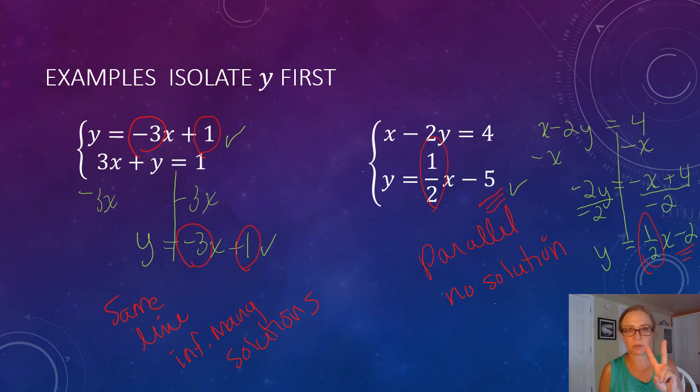Okay, so we have two special cases. The case of same line, which is infinitely many solutions, and the case of parallel lines, which is no solution.